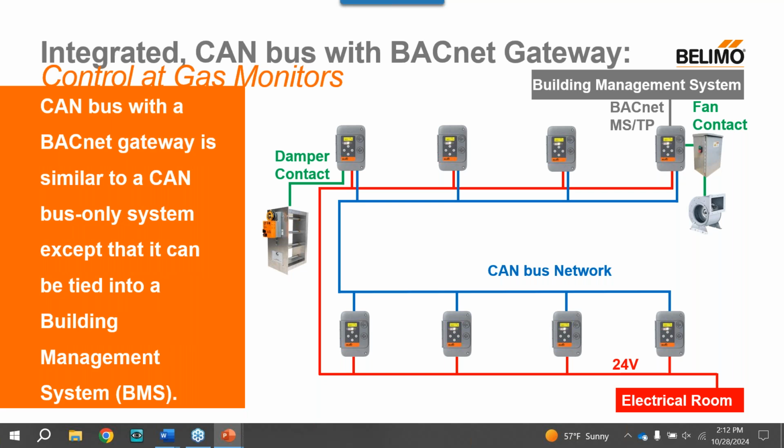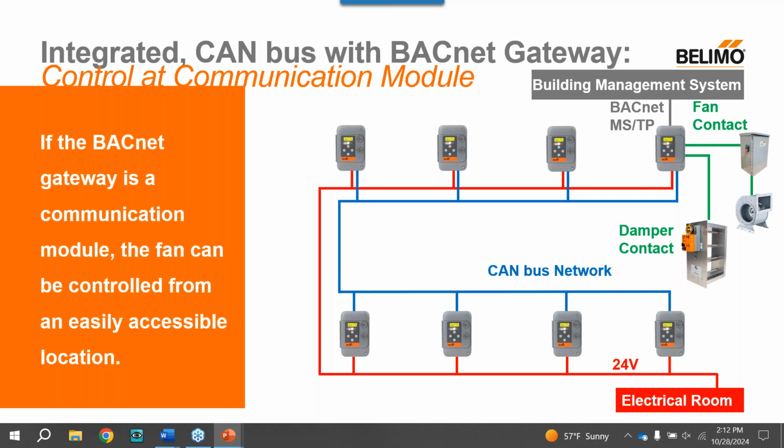The third topology is a CAN bus network integrated into a building management system. This topology is the same as the previous. However, now the network is tied into a BMS that allows you to view and activate alarms and relays on all devices connected via CAN bus only and BACnet MSTP.